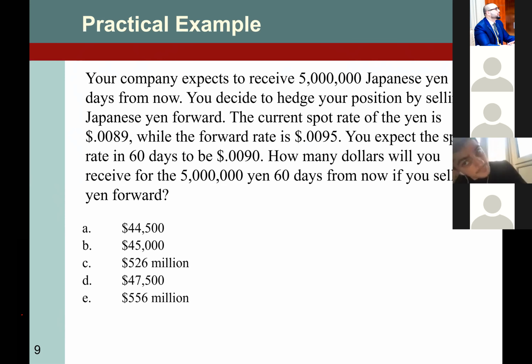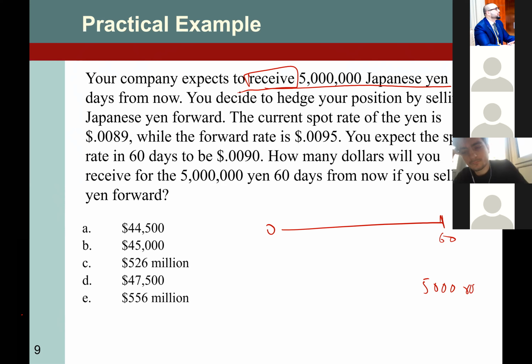Your company expects to receive 5 million Japanese yen 60 days from now. Remember, you are receiving. Okay, so you are receiving 5 million, and it's yen. You decide to hedge your position by selling Japanese yen forward. It means you enter into a contract, and at the end, the contract says you will sell to the buyer 5 million yen.